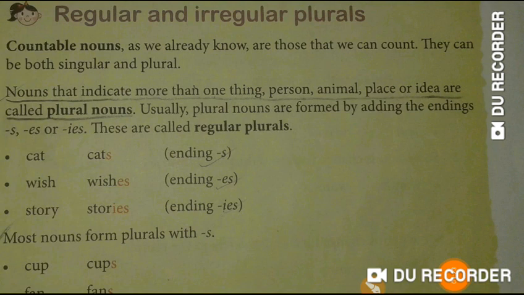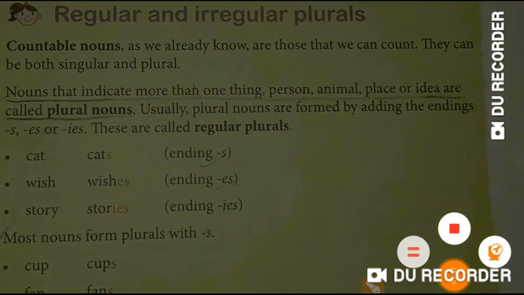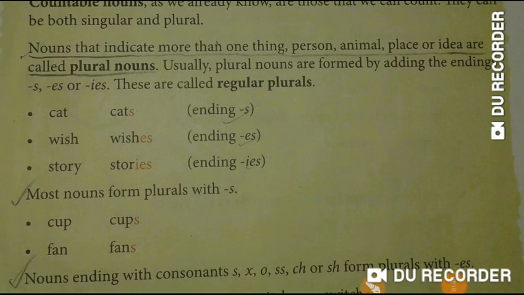For example, cat is a singular noun. If we add s to it, it becomes cats, and cats is a plural noun. Wish becomes wishes, story becomes stories. So these are called regular plurals, which means the plural nouns which are formed by adding the endings s, es, or ies are called regular plural nouns.